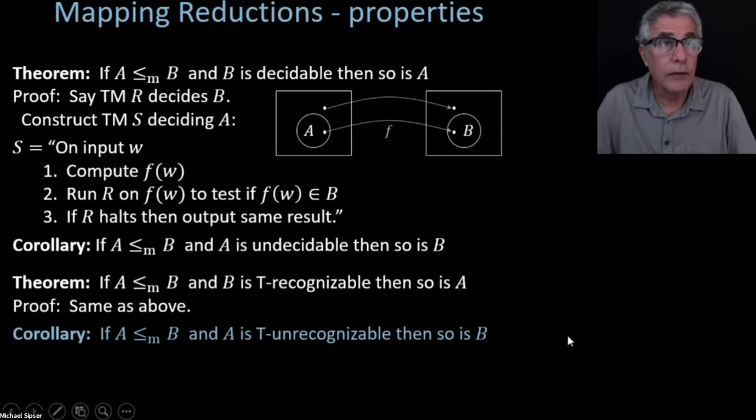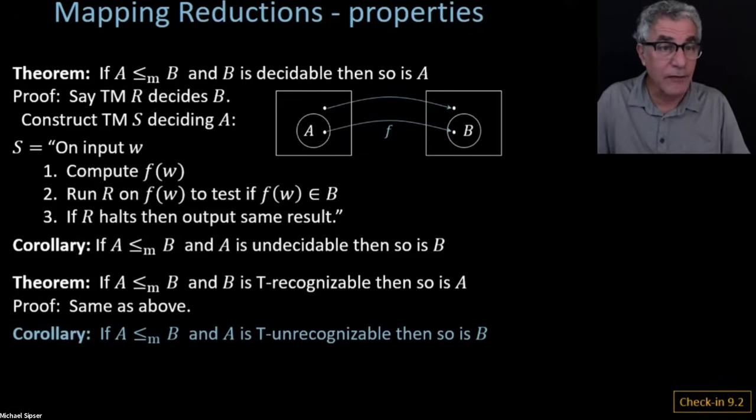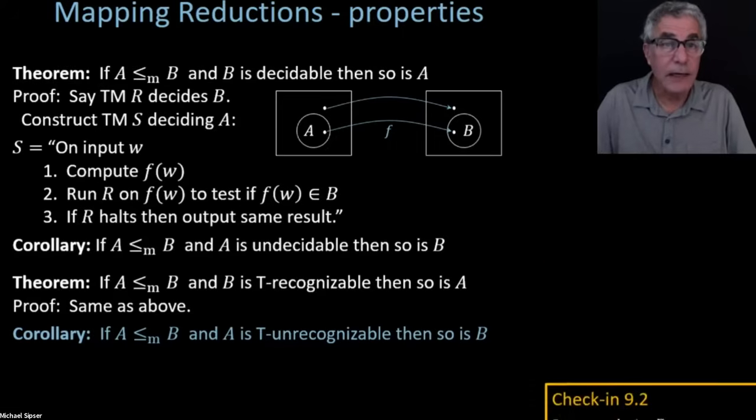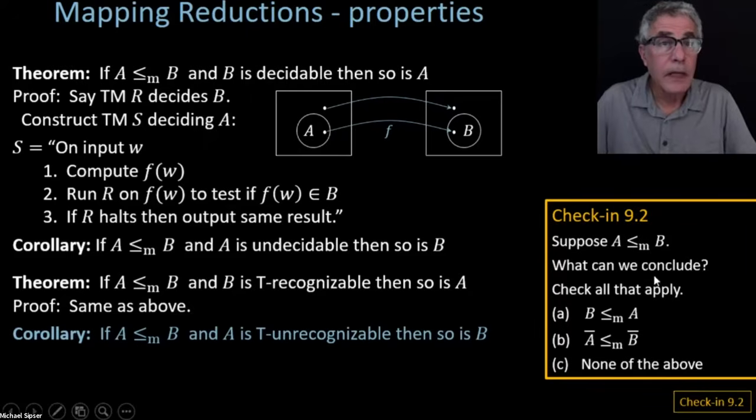Okay, so now I think we're, oops, I meant to put this picture up earlier. Okay, so here's a check-in. It's more of a check-in for me to see how well you're following me. So I'll give you a minute here to think about this. Some properties of mapping reducibility. Suppose A is mapping reducible to B, what can we conclude?